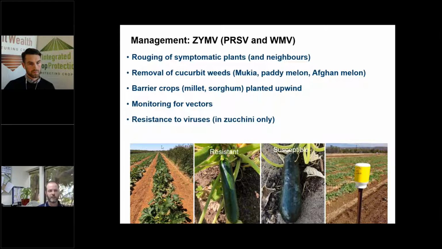But I'd still say scouting in those first rows to make sure you don't have the odd virus infected plant that gets through would be a wise decision.